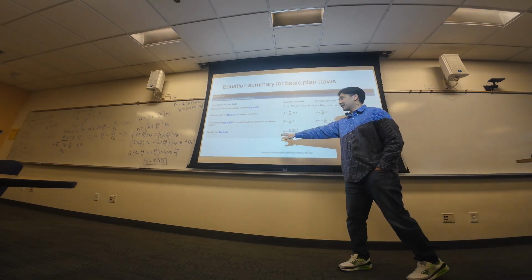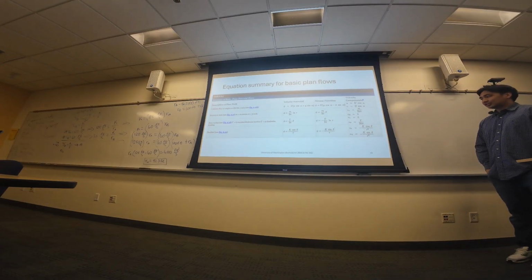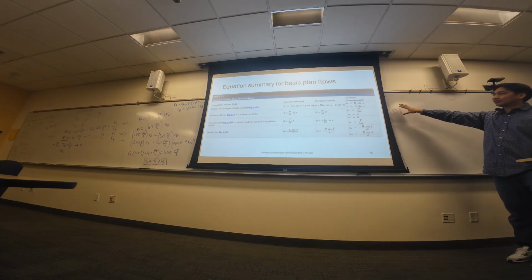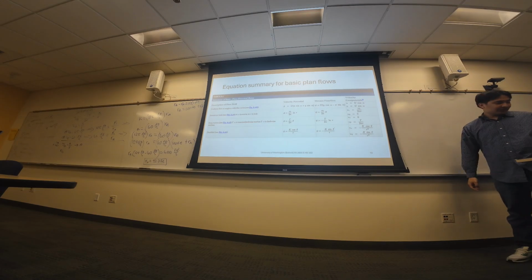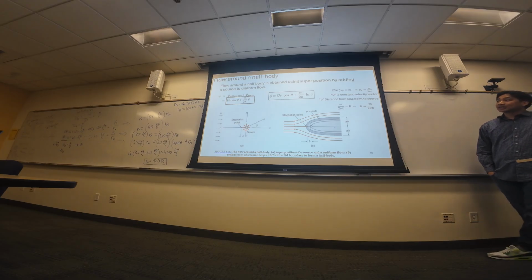and then double, right? That's as your source is approaching your sink. Here are the equations: velocity potential, stream function, and then velocity components. Okay, nice summary there. So this is also, I think, in one of your homework problems.